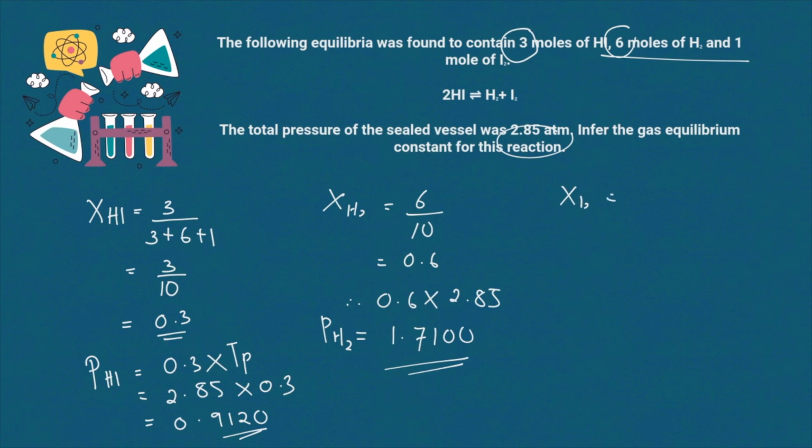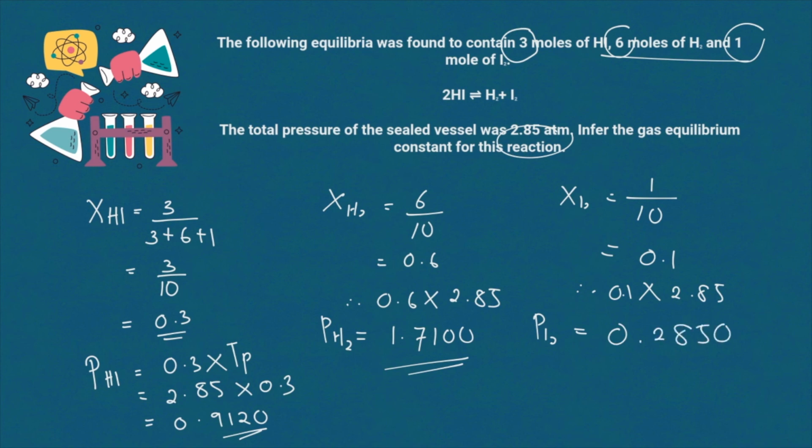Alright, moving on to the mole fraction for iodine. It is 1 divided by 10, equivalent to 0.1. Therefore, 0.1 times the total pressure, which is 2.85, gives you the partial pressure for iodine, equivalent to 0.2850. From these values you can calculate the gas equilibrium constant for this reaction.